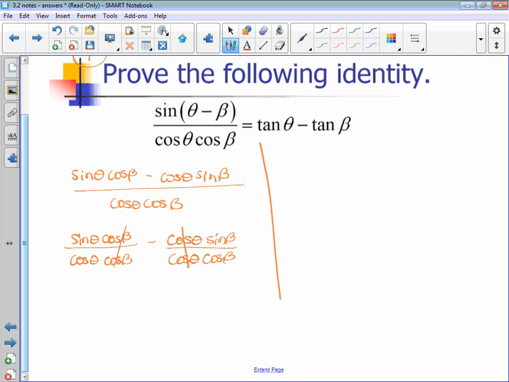So if I have sine of theta over cosine of theta, the angles are the same. So what's sine over cosine? Tangent. That's tangent of theta. And then sine of beta over cosine beta, what's that going to be? Tangent beta, right? And that's exactly where we were going. How many got there? Quite a few. Okay. Questions?